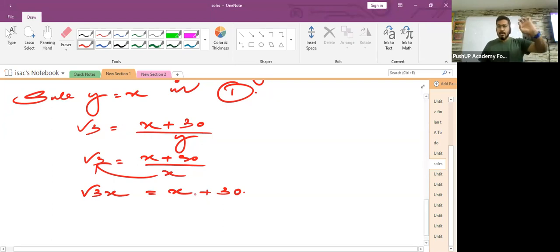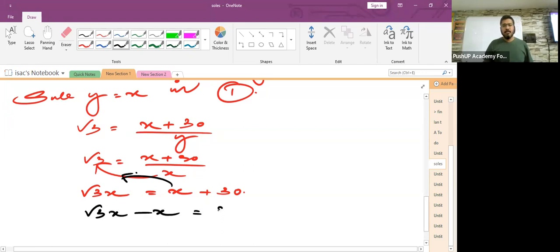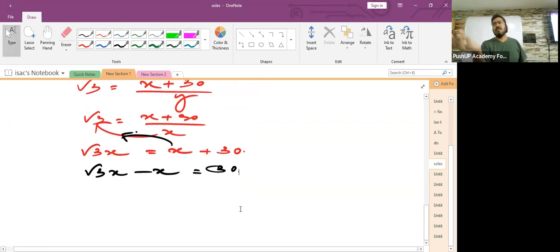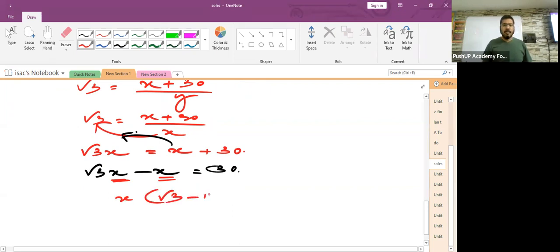Root 3X is equal to X plus 30. Now let's bring this X from the right to the left-hand side. So you get root 3X minus X, which is equal to 30. Children, root 3X minus X is not root 2X, or it is not 2X. Please understand, children. You are supposed to take X as a common factor in such a situation. So if you take X as a common factor, you will get root 3 minus 1 inside the bracket.